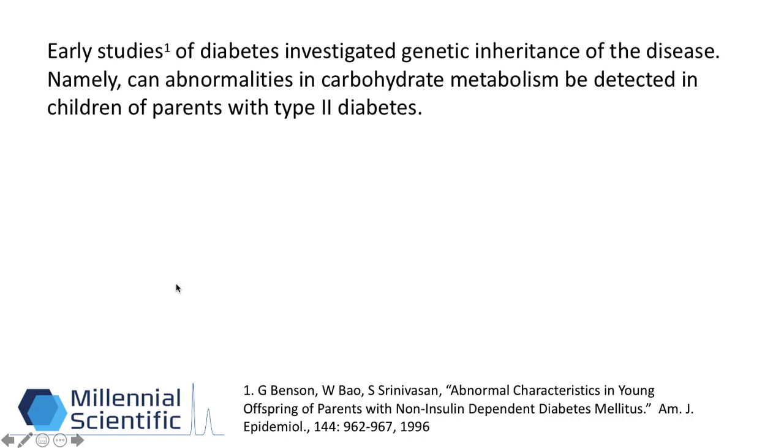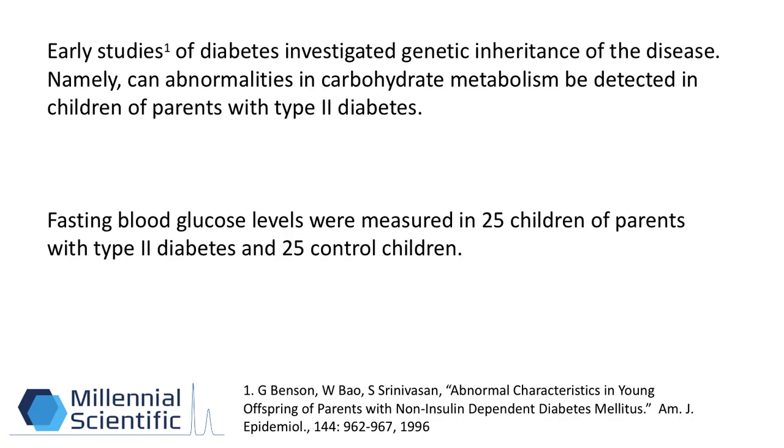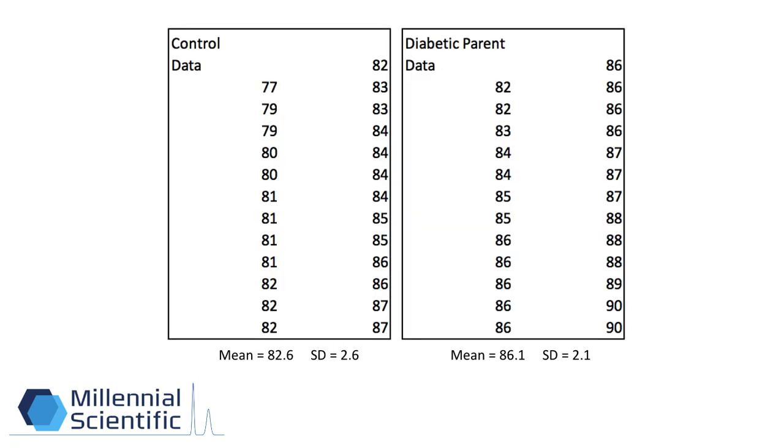Early studies of diabetes investigated genetic inheritance of the disease. Namely, can abnormalities in carbohydrate metabolism be detected in children of parents with type 2 diabetes? Fasting blood glucose levels are measured in 25 children of parents with type 2 diabetes and 25 control children. Here is the data. The question is, is there a difference between these two data sets?